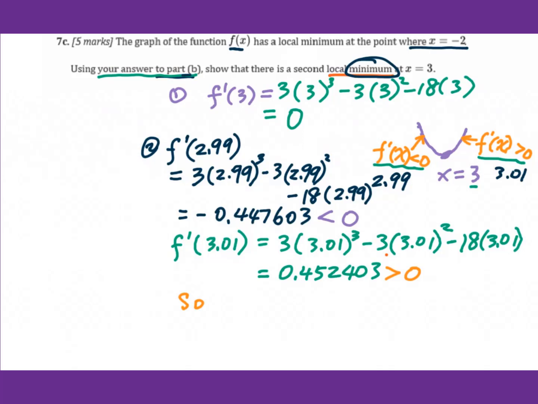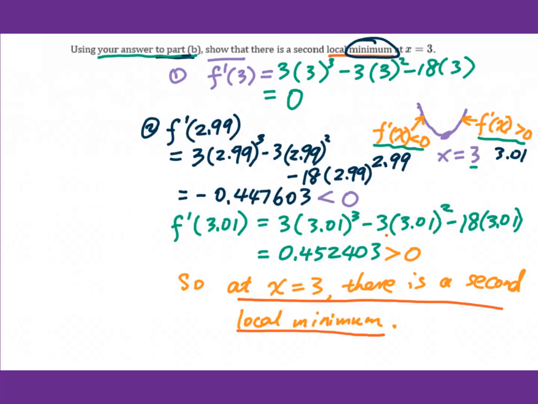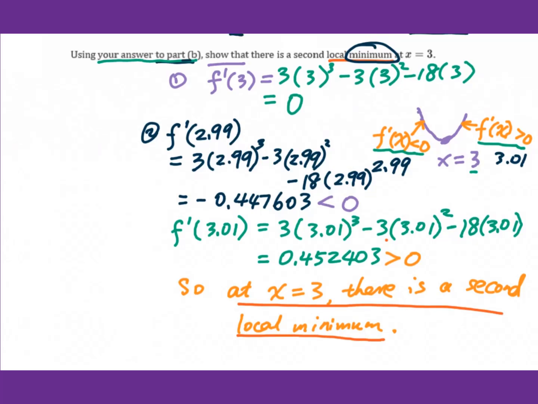So at x equals 3, there is a second local minimum point. When you say show that, normally you rewrite the conclusion. So remember how you show at one point there is a local maximum or local minimum. This is 2 steps to show.